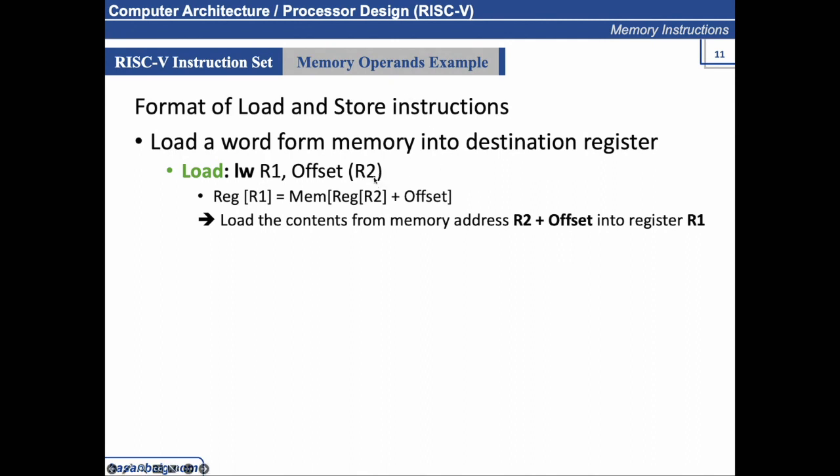And R2 usually contains the base address, where you want to first jump into the memory, and offset helps you specify the particular element to access. So you could assume that the value in register R2 plus the offset value makes the complete memory address. The processor will go to this address, grab the data, and store it into register R1, whatever register you specify here.